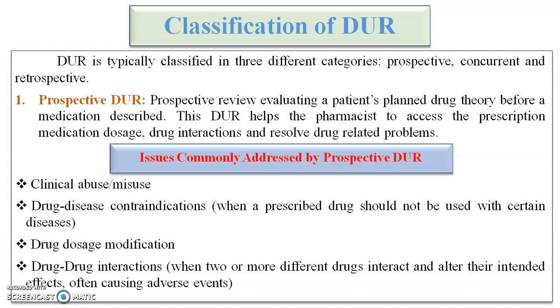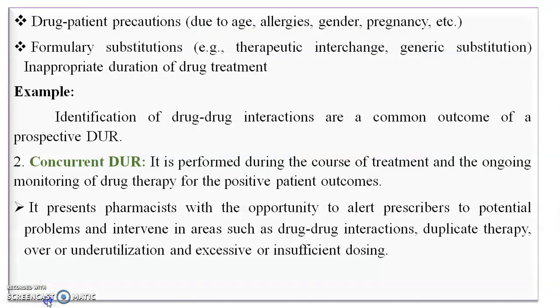For example, if any particular drug is contraindicated in a particular condition, that has to be checked. For example, if the patient is having hypoglycemia, what are the contraindications for hypoglycemia, that has to be checked. For example, if the patient is type 2 diabetes mellitus and is prescribed beta blockers, usually beta blockers mask the signs and symptoms of hyperglycemia as well as hypoglycemia, that has to be checked here. So drug-disease contraindication has to be always identified by doing this prospective DUR.